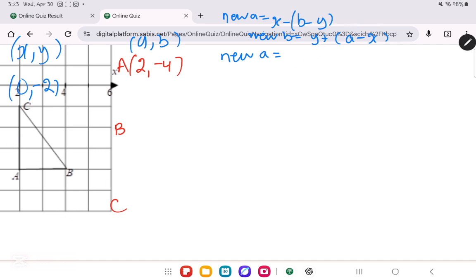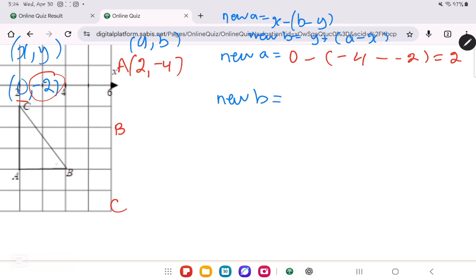We want to find the new A, so we're going to take the x, in this case, which is 0, and we're going to subtract it from our b, which is minus 4, minus the y, which is minus 2. You will put it on your calculator, you will solve it, you will get that the new A is equal to 2.